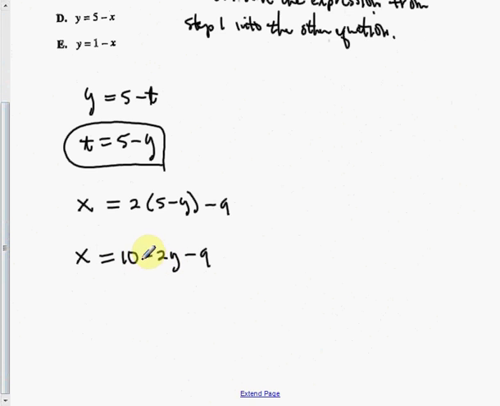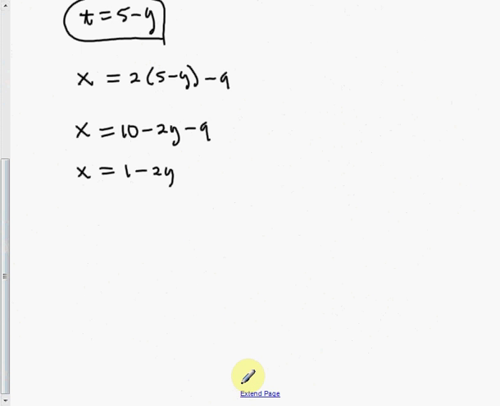So here, let's get the 10 minus 9. You can simplify that. x is equal to 10 minus 9. That's 1 minus 2y. Right? Add 2y to both sides. And then subtract the x on both sides. Can I do that at the same time? Is that okay? I'm going to add 2y to both sides, subtract x on both sides.